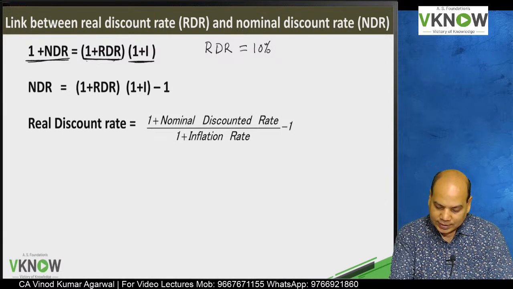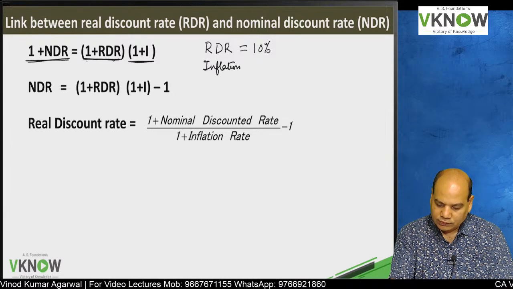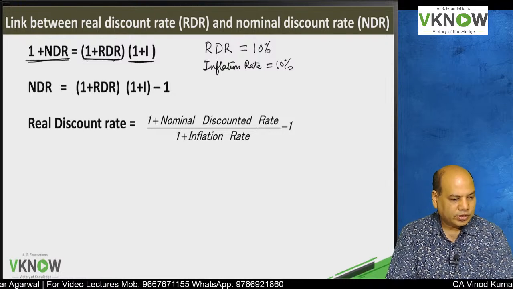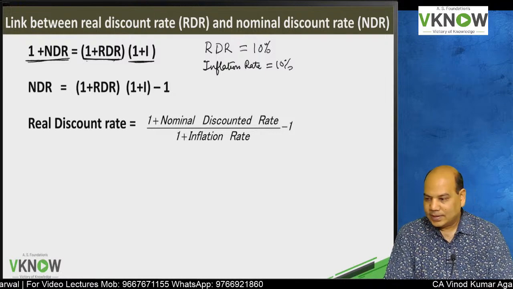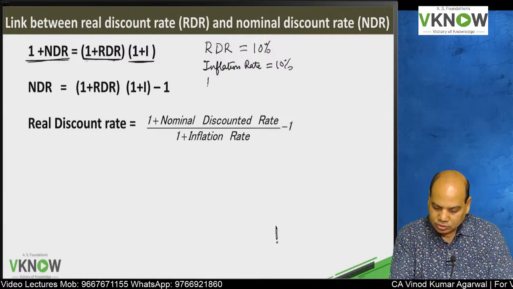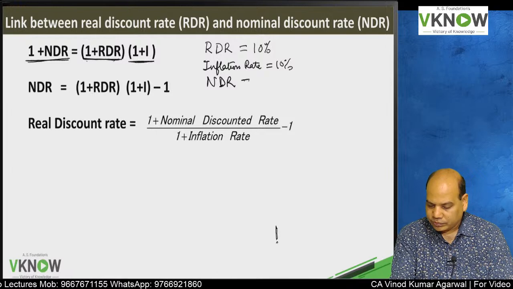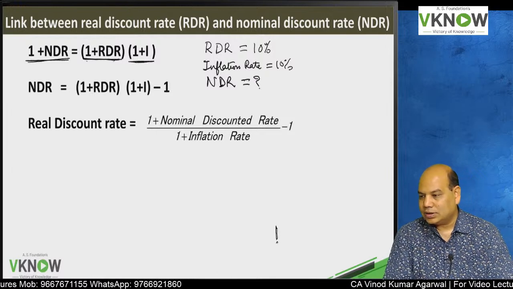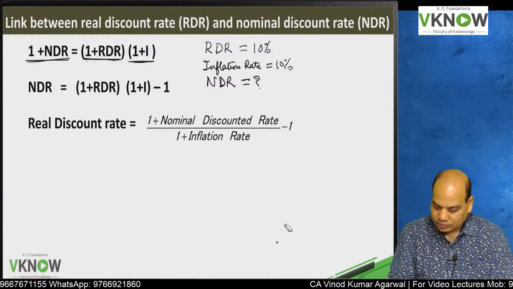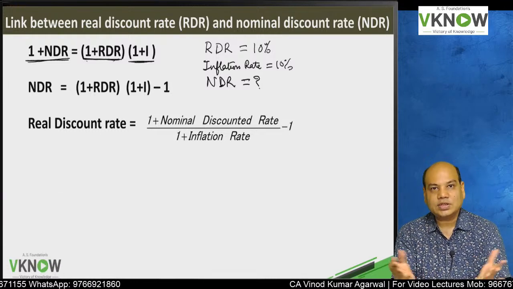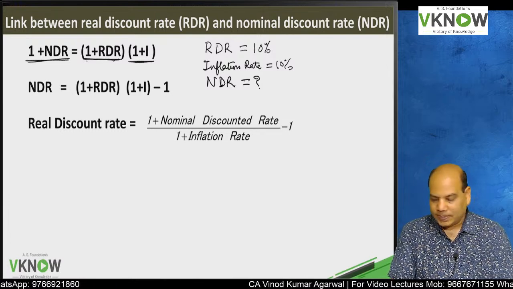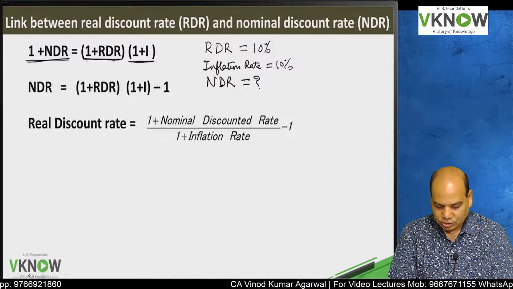And suppose inflation rate is 10%. My question is, what will be your nominal discount rate? Generally, the student will say, sir, is it 10 plus 10, 20? The answer is not 20.